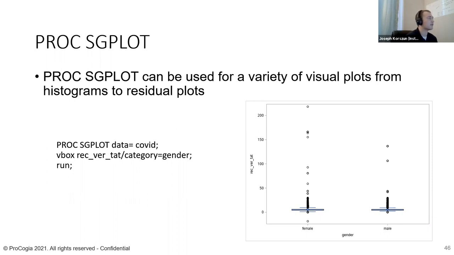The main thing that I use to plot data in SAS is proc SGPLOT. A basic example here that you can see to the right is we have our proc procedural statement, we have our data that we're referencing, and then we just have the VBOX reference over our category. Then we run to execute that command.